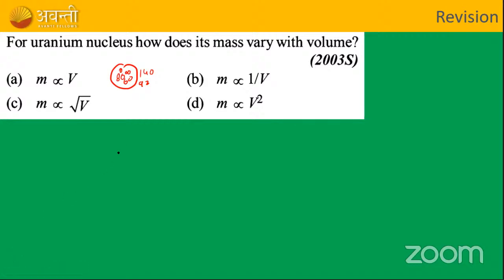We know that density is equal to mass by volume. Simple. Therefore, I can write mass is equal to density into volume. So can I tell it is directly proportional to volume? Do you require more? No, this is more than sufficient. So we can easily say that the mass is directly proportional to volume.